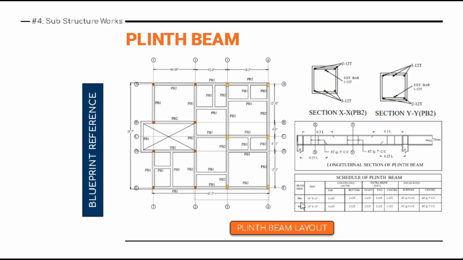In the schedule the size has been mentioned. For PB1 it is 10 by 12 inch, and basically the top bar, the bottom bar, and in the extra part the start, end and center, wherever the extra rods are to be placed, those have been mentioned. And in the bottom reinforcement or the shear reinforcement, the support and center rods to be placed have also been written. So these are the basic blueprint references that you need to understand in the case of plinth beam.